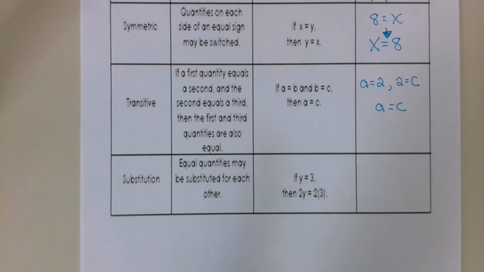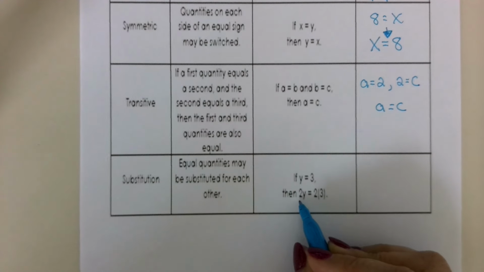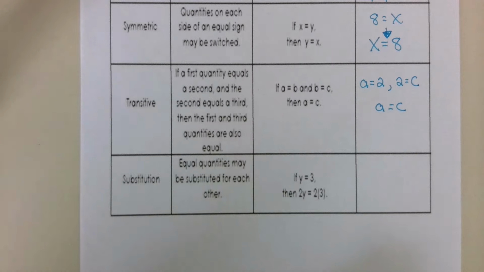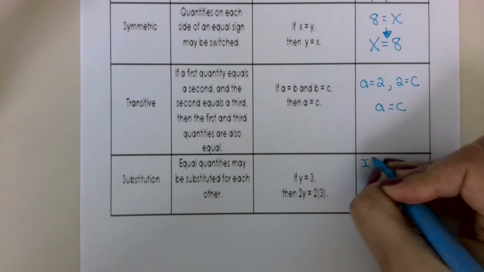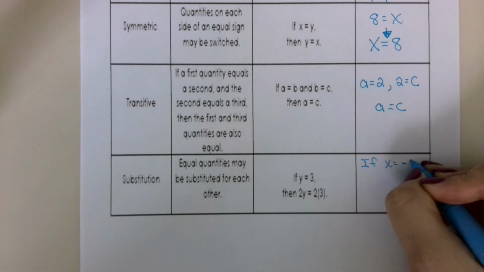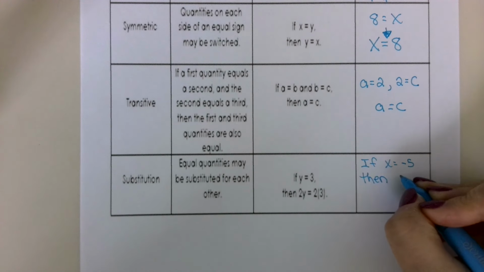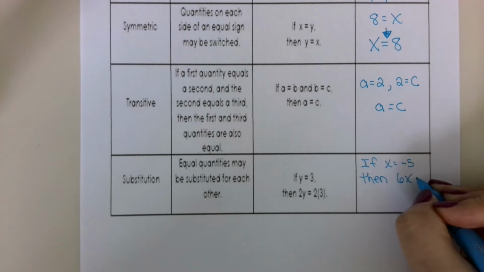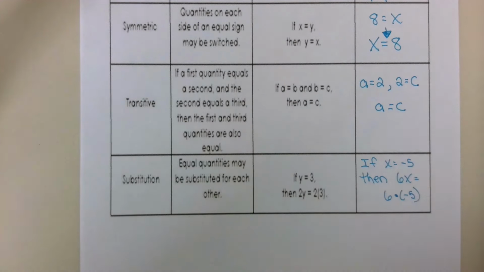And finally, the substitution property, you are going to use that, particularly when you're evaluating expressions. If y equals 3, then 2y equals 2 times 3. You can do that with any expression. For instance, if x equals -5, then 6x equals 6 times -5.